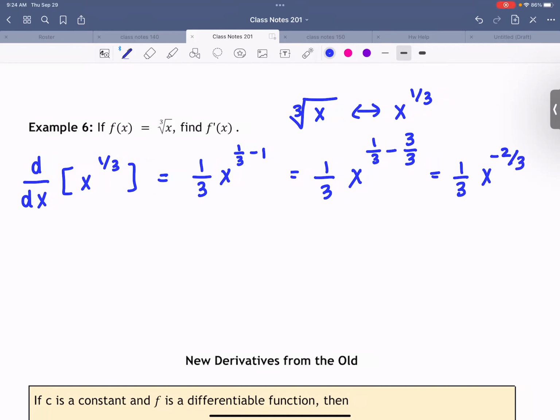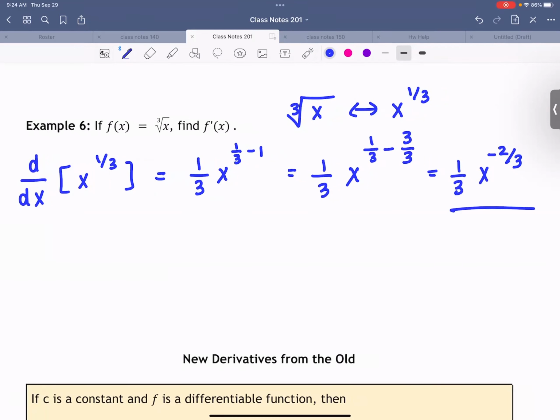Now I'm kind of fine with this answer. There's a way to kind of simplify this though, right? Let's deal with the negative first. When I have a negative exponent, we can write that as a fraction, right? So this is technically 1 over x to the 2/3. When you change the sign of the exponent, you flip the fraction line, right?